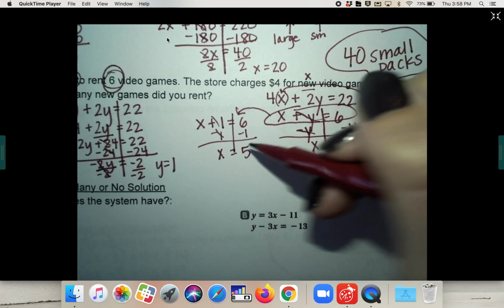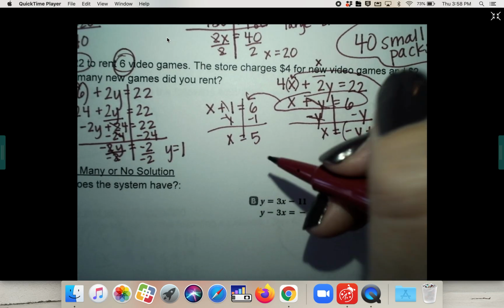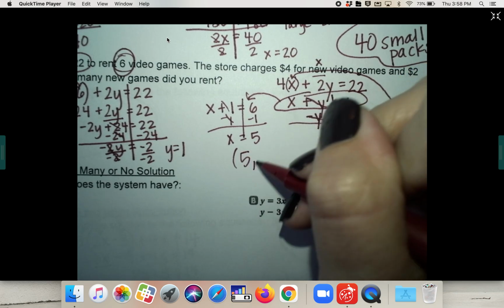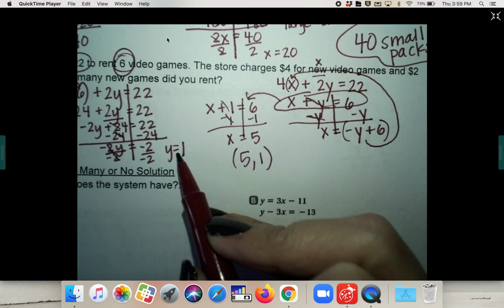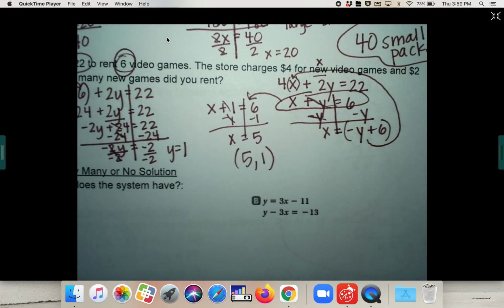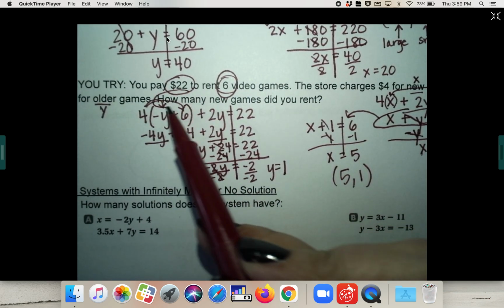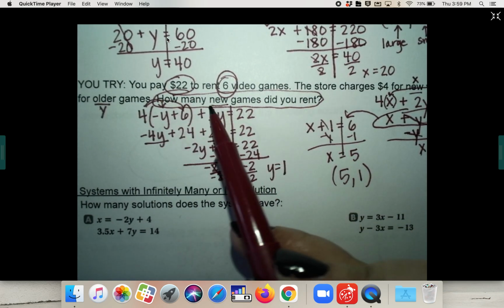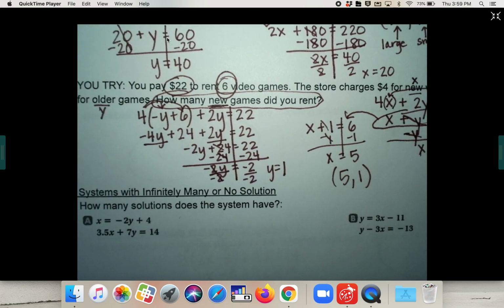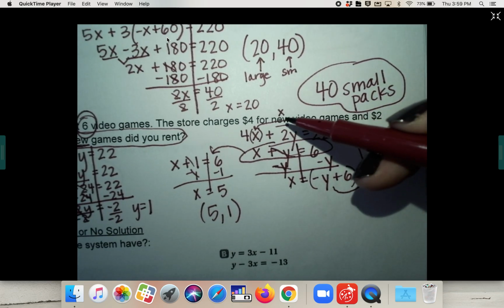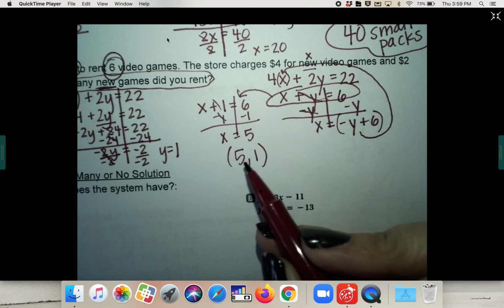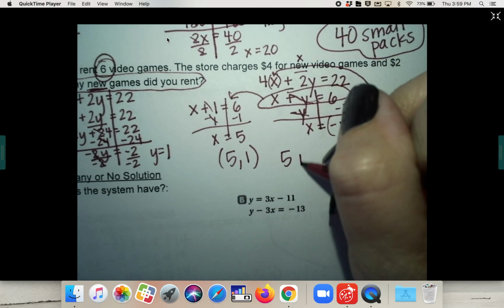X equals 5. So my coordinates would be, if this was on a graph, 5, 1, because my x coordinate's 5 and my y coordinate's 1, but that's not really what it's asking. It's saying how many new games did I rent? And the new was represented by the x, which is 5. So 5 new games.